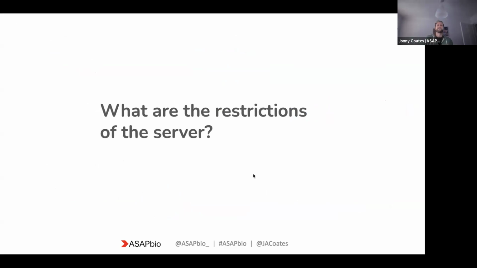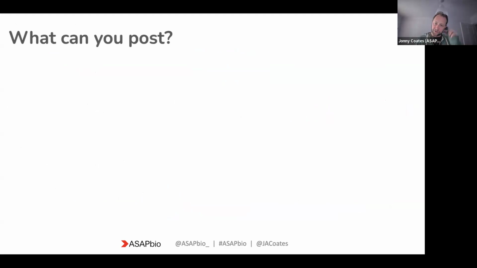What are the restrictions of the server? This is one that, at least on Twitter, I often see people getting into arguments with the preprint servers about, because people try and upload something that is not allowed on the preprint server. So it really comes down to what can you post?